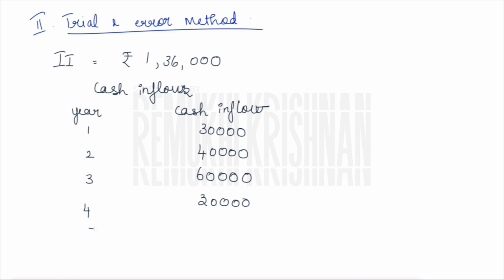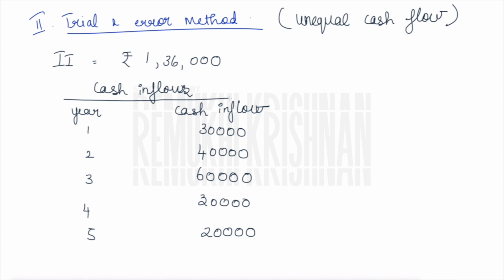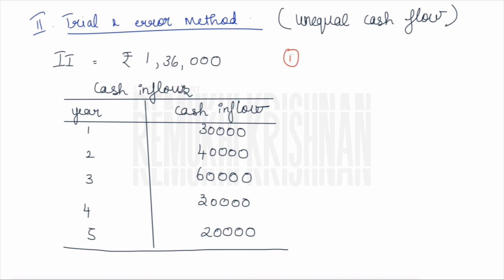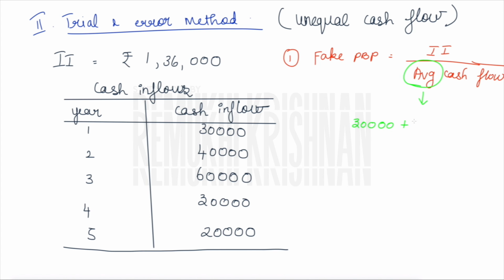After looking into this cash inflow, we will arrive at the conclusion that it is an unequal cash flow. Let me draw some lines to make it look beautiful. Let us move further, guys. So, the first step is that I'm just going to find my fake payback period. Fake payback period is nothing but initial investment divided by average cash flows. So, I'm just going to take the average of these cash flows. So, just enter all the values.